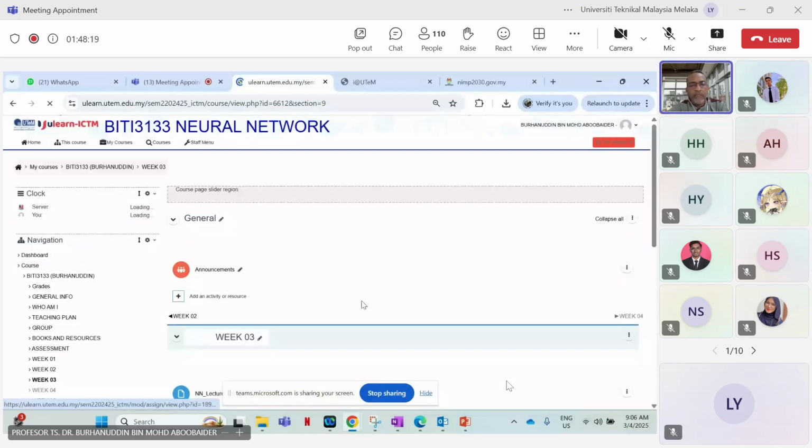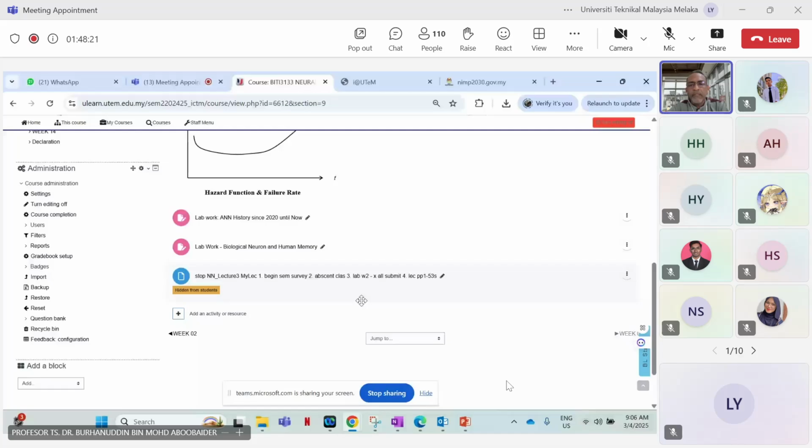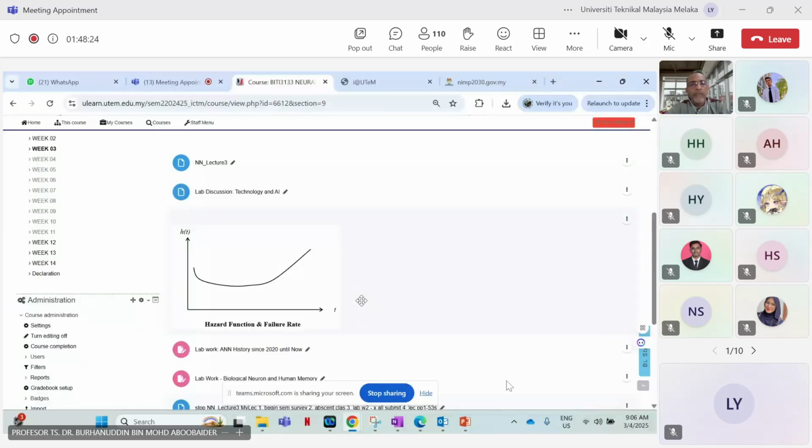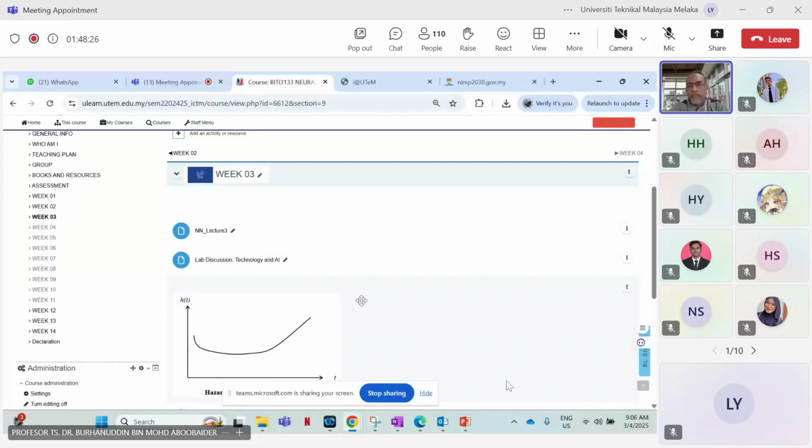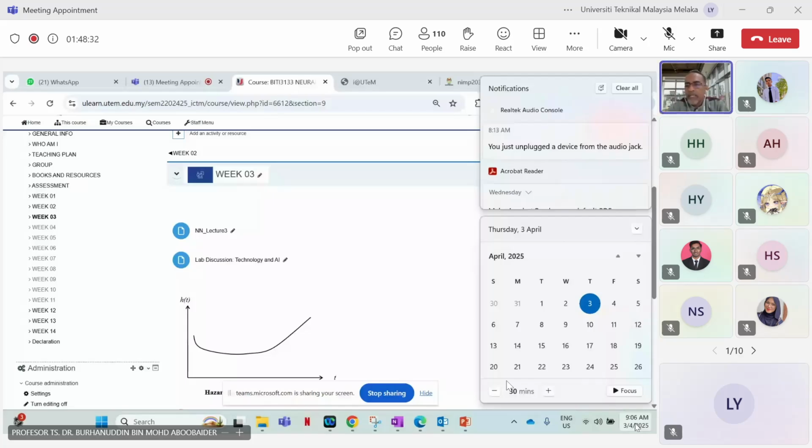Okay, now I'm at week 3. So today is our lecture, am I right? Can you see my calendar or not? Yes, doctor. Today is our lecture, and by right our lab is next, on Monday and Thursday. Today afternoon we have lab, and Monday also we have lab. Am I right? Betul? Yes, doctor.